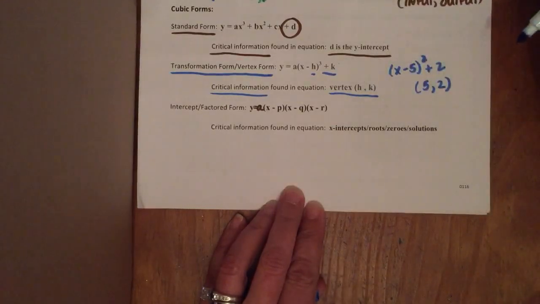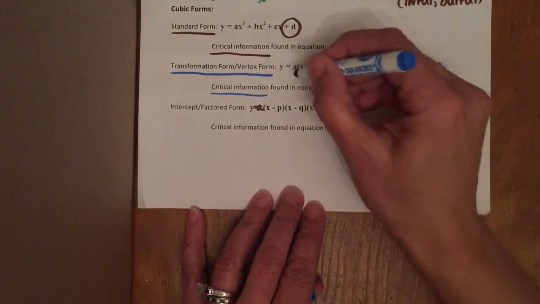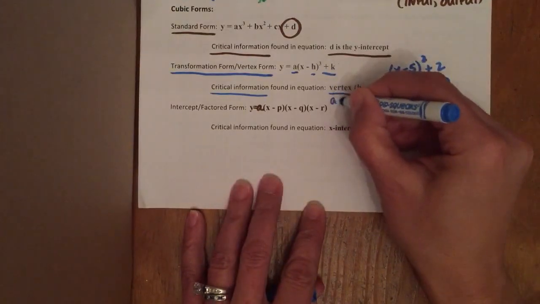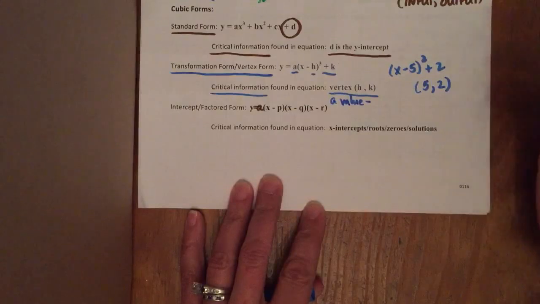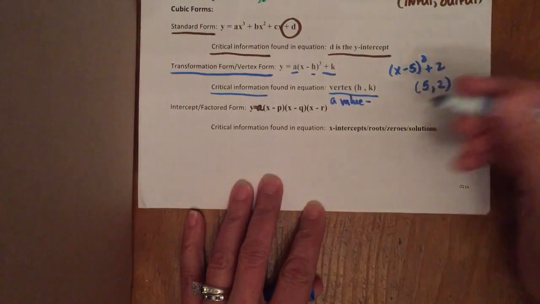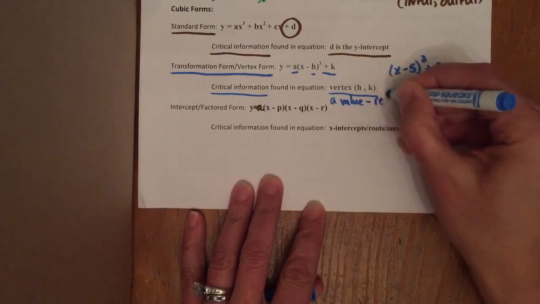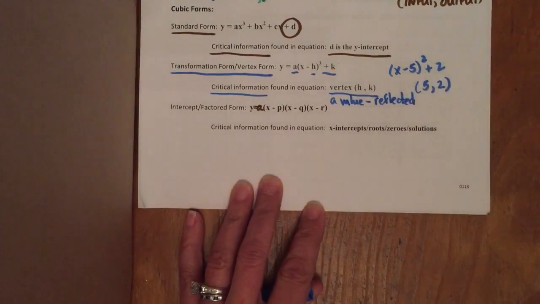So that's your vertex. Now, the other thing that you can determine from transformation or vertex form is using your a value. Remember, your a value gives you a couple of different informational things about your graph. First of all, it can tell you if the graph is reflected. And we talked about this in quadratics.